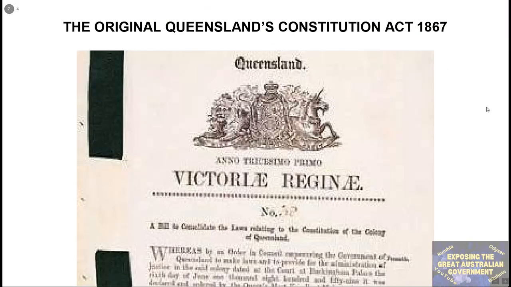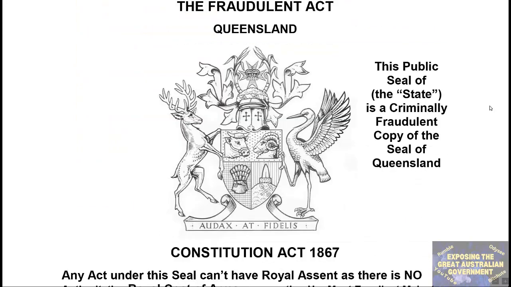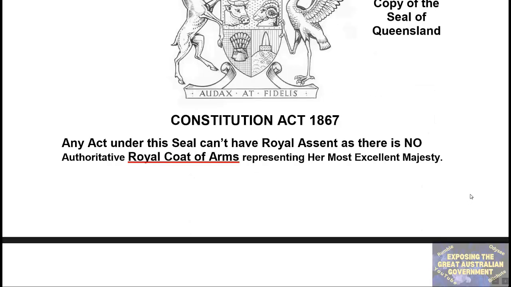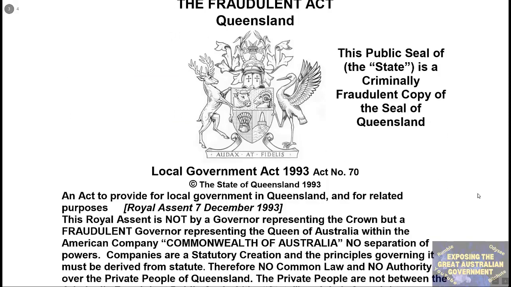This is the original Queensland's Constitution Act of 1867. And then we move on to the Fraudulent Act, Queensland. This public seal of the state is a criminally fraudulent copy of the seal of Queensland. Take notice of the Royal Crown. This has no royal warrant. Constitution Act 1867. Any act under this seal can't have royal assent, as there is no authoritative royal coat of arms representing Her Most Excellent Majesty.